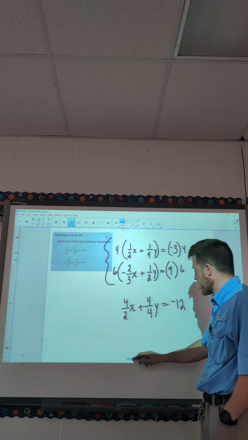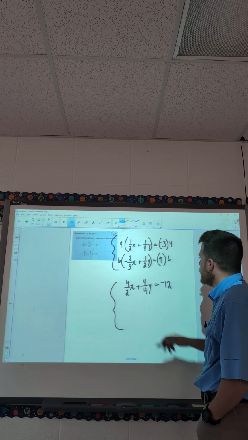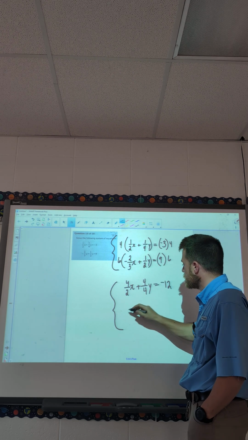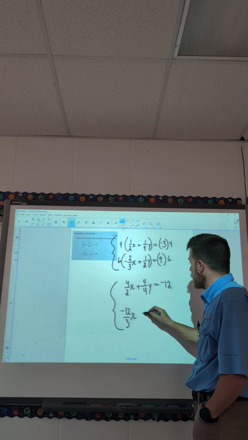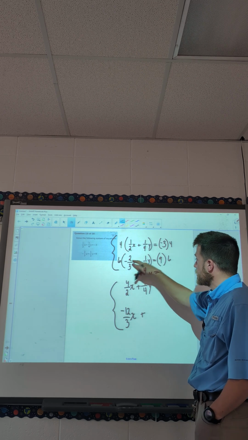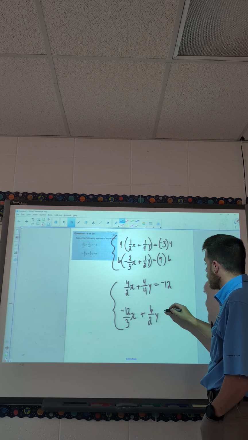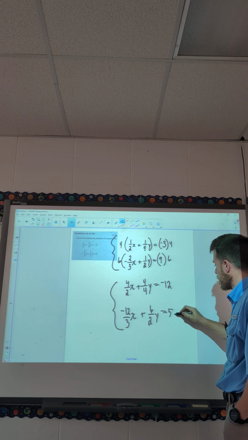Like I said, I keep pausing. I'm like, is this even correct? And then same thing over here. We got 6 times -2/3. 6 times -2 is -12, so -12/3 x plus 6. We got to distribute. 6 times 1/2 would be 6 halves y equals, on the right side, 9 times 6, which is 54.